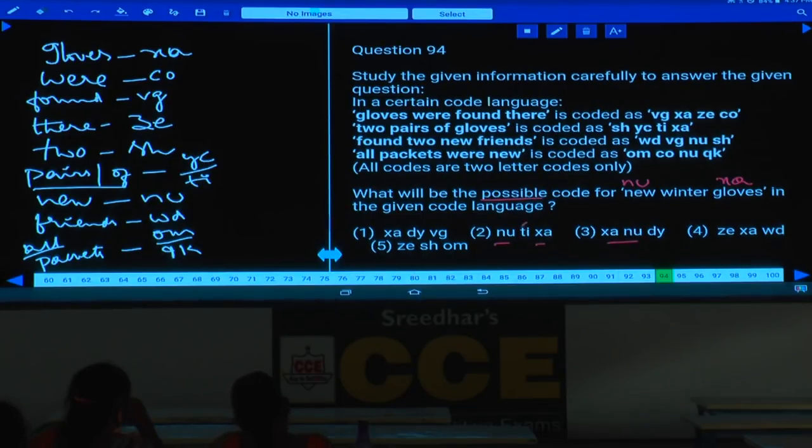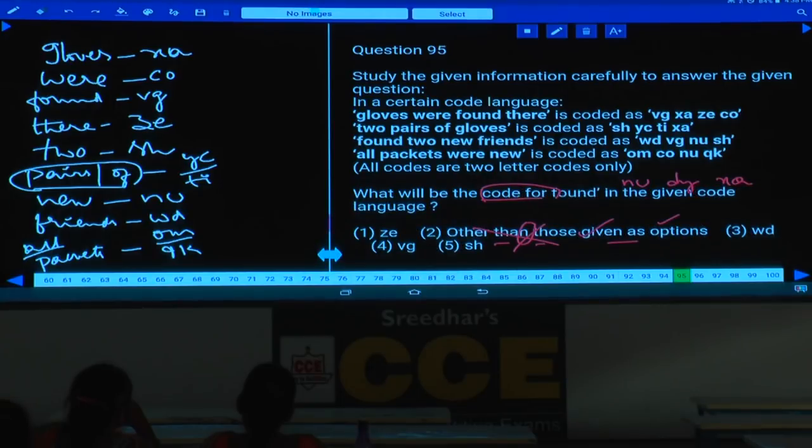Then out of which can TI be the code for winter? No, because TI is the code for either pairs or of rather than winter. Hence this choice is ruled out. Hence, dy could be the code for winter. Isn't it? Hence, it is a possible code. That is choice 3.